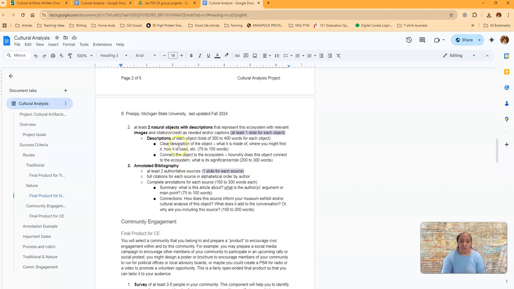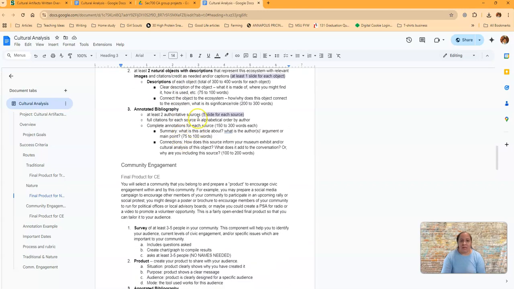So you would have those 2 objects with their descriptions, and then the bibliography, again, with at least 2 sources, one which is most likely really explaining that ecosystem in some way, and a second one which may be more about the ecosystem or might be looking more at the particular objects that you found within that ecosystem. Again, 2 is a minimum, so you can certainly have additional sources if you need them.